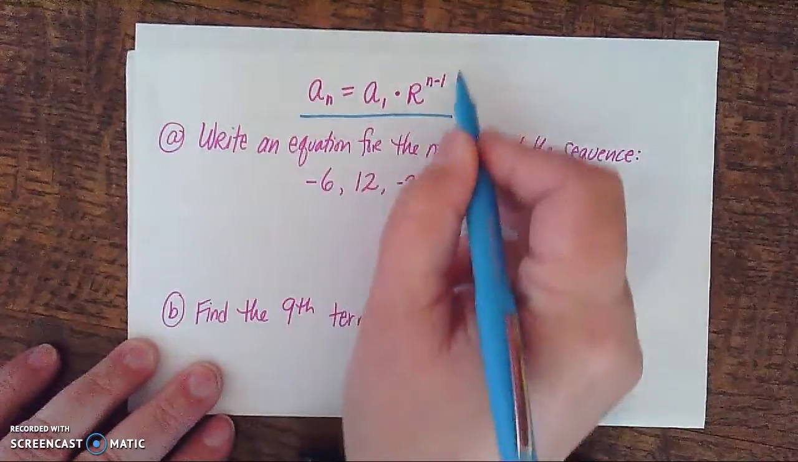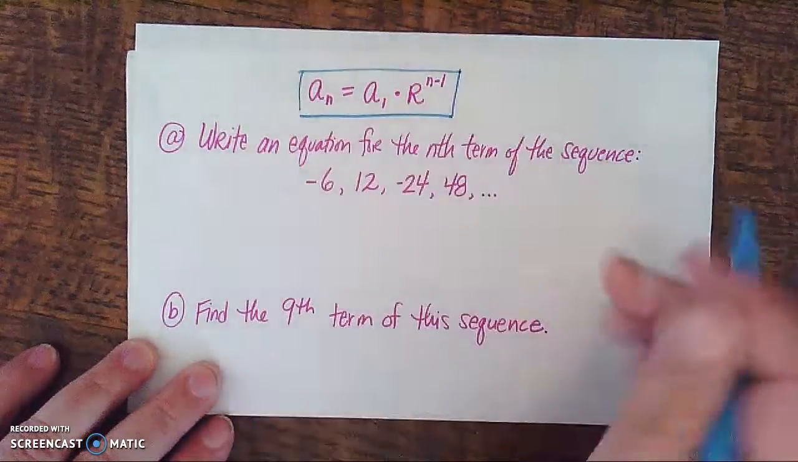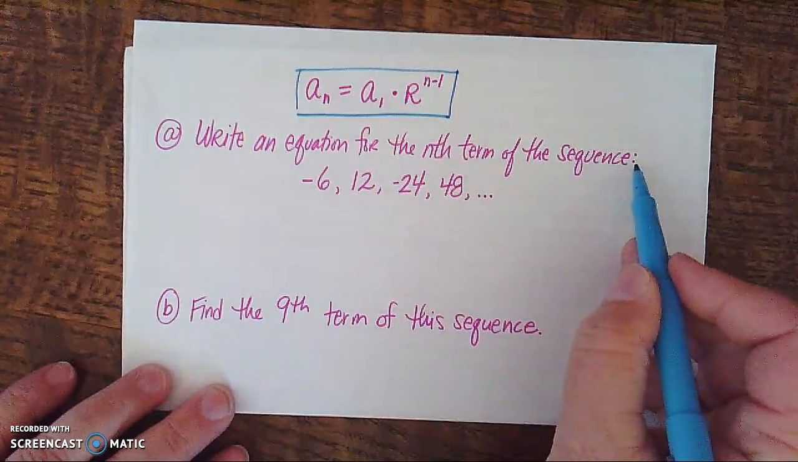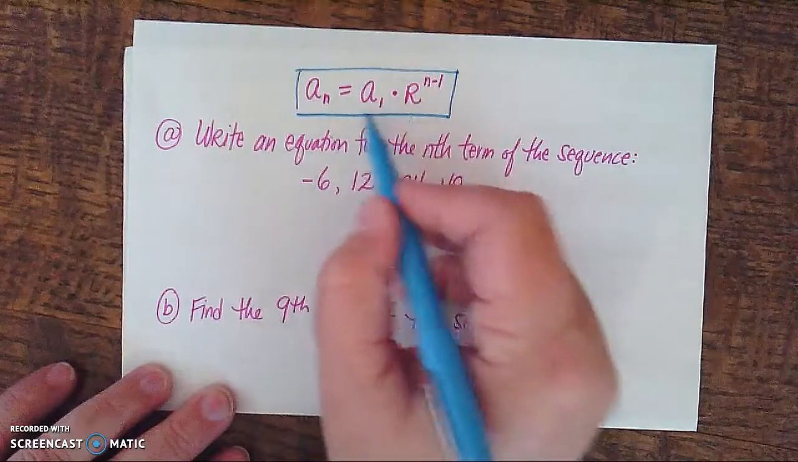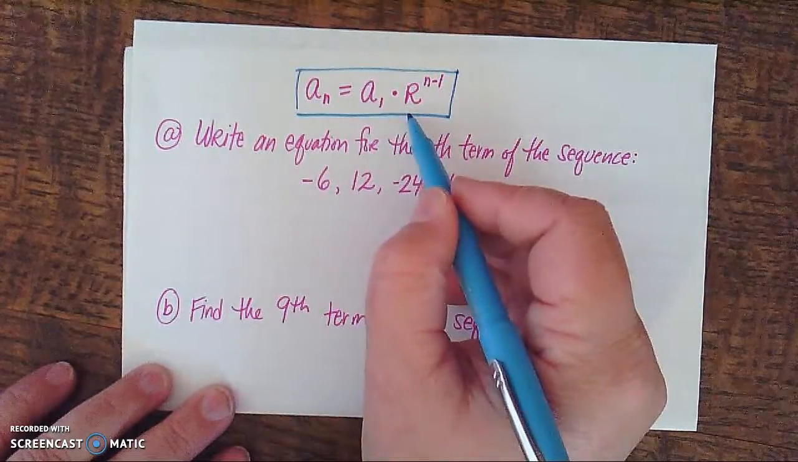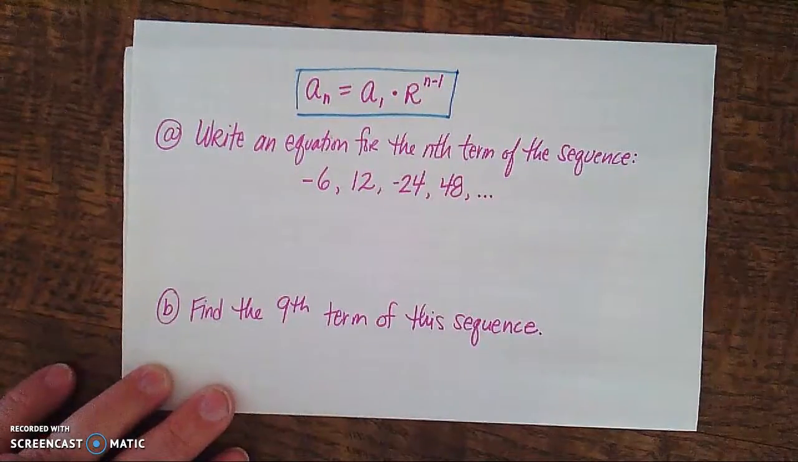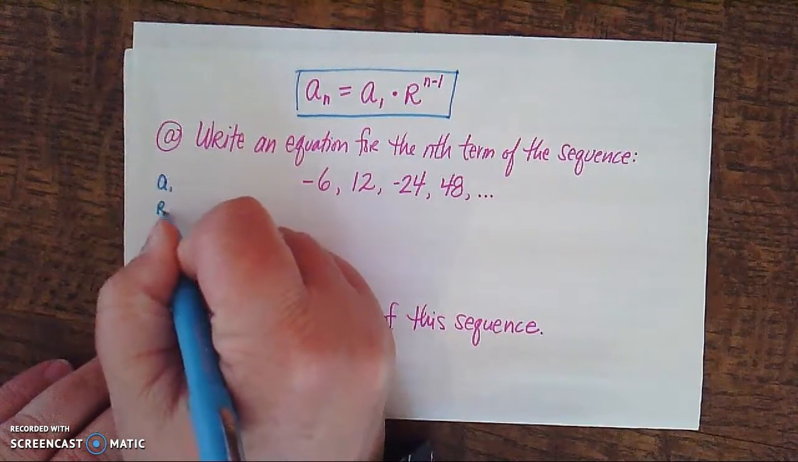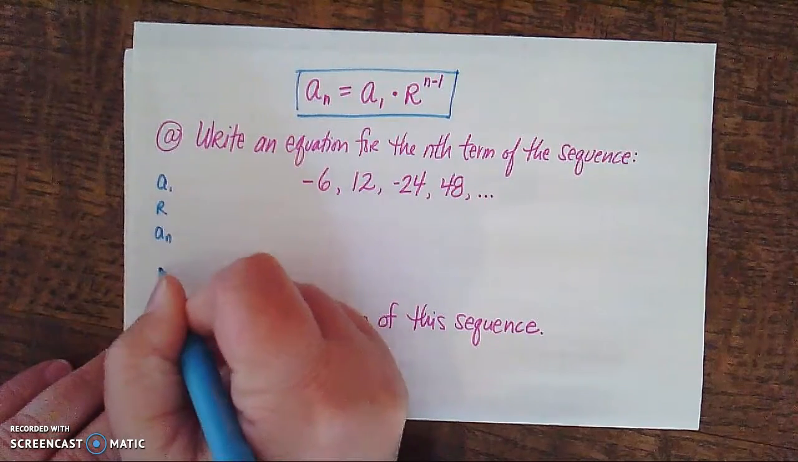Luckily, I wrote the formula right up here. It says to write an equation for the nth term of the sequence. So we're going to write this guy, but we're going to try to put in every single number that we can. So over here, I'm going to put a sub 1, r, a sub n, and n.